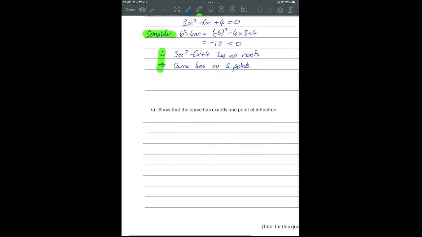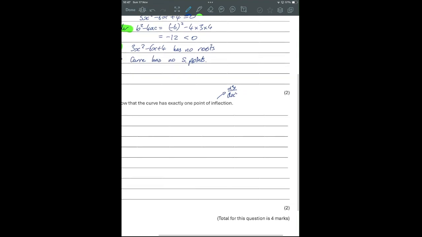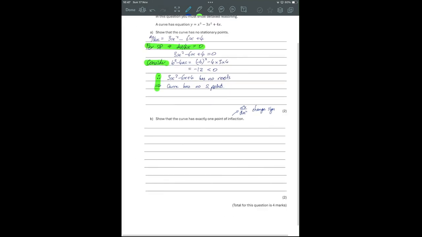Question B. Show it has exactly one point of inflection. Well, it has no stationary points, but you can have inflections without stationary points. If you remember, the definition for a point of inflection was the second derivative, and it's not just equals 0. The second derivative changes sign. So we need the second derivative, and we need to show that it changes sign through its solution, not just that there is a solution. So we already have dy by dx higher up, so we need to differentiate that again.